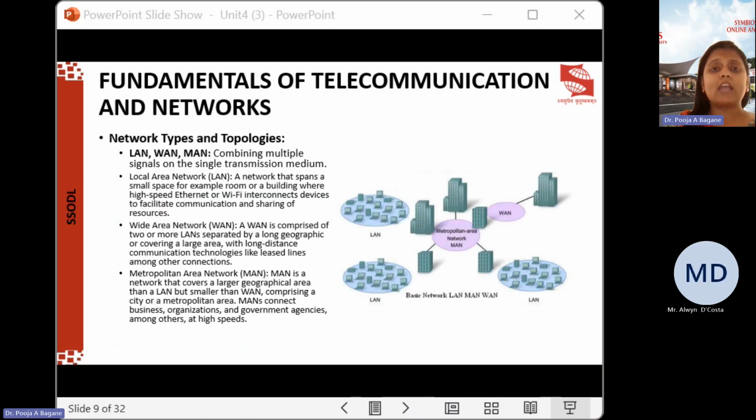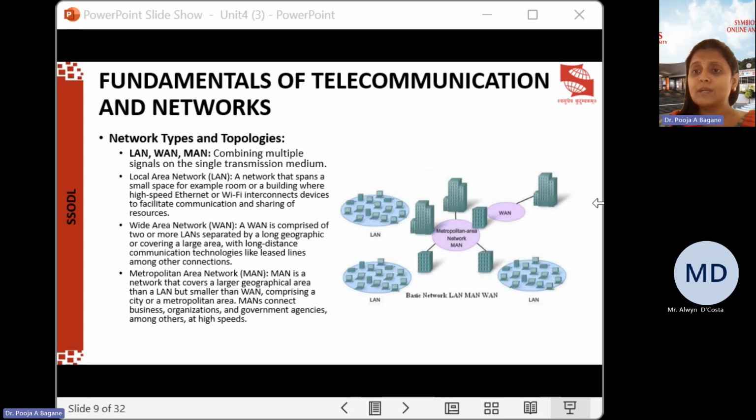Next is the wide area network. WAN is comprised of two or more LANs separated by a long geographic distance, covering a large area with long distance communication technologies like leased lines, among other connections. Then there is the metropolitan area network. MAN is a network that covers a larger geographical area than the LAN, but it is smaller than a WAN, comprising a city or metropolitan area. This MAN connects businesses, organizations, and government agencies, among others, at high speed.